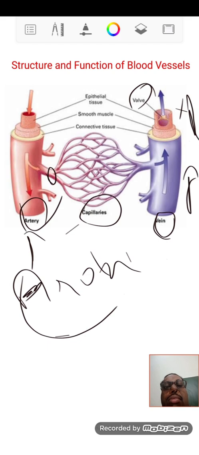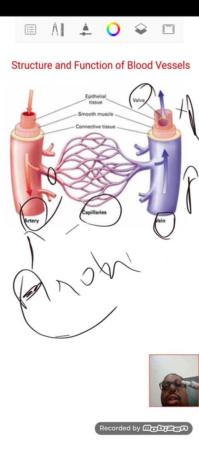And veins mean structures which carry blood towards the heart. So this should be the definition you have to give. That means arteries are the structures which carry blood away from the heart, and veins are the structures which carry blood towards the heart. And arteries carry mainly oxygenated blood, and the veins carry mainly deoxygenated blood.